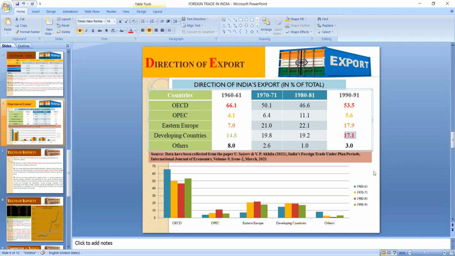So in the next class, we are going to discuss the trend of imports, its composition and direction. Till now, we have discussed the trend, composition and direction of export in case of India. And if you have any doubts till now regarding this class, regarding the trend, composition and direction of export before liberalization in India, you can put those queries in the comment box. In the next class, I will try to make you clear.